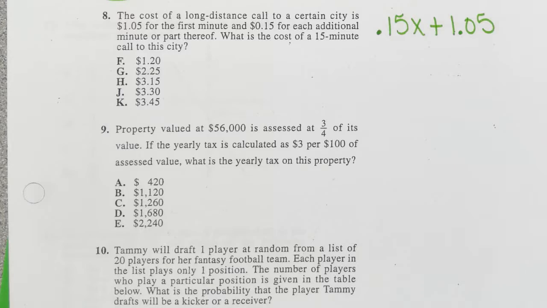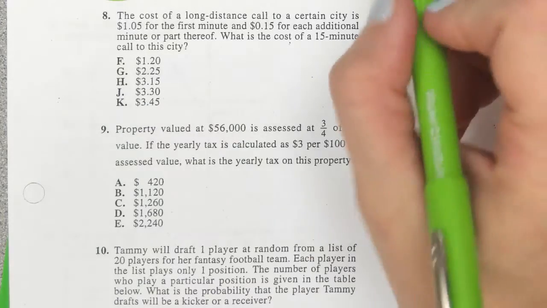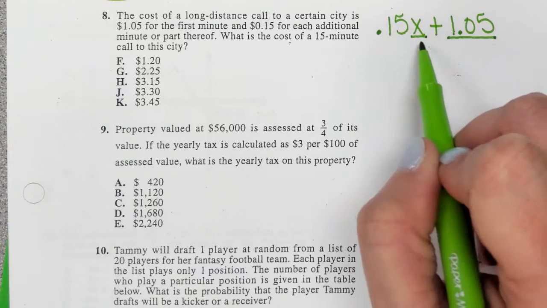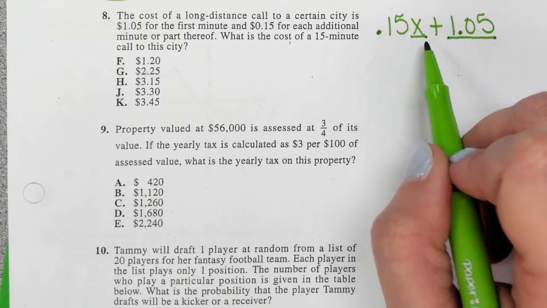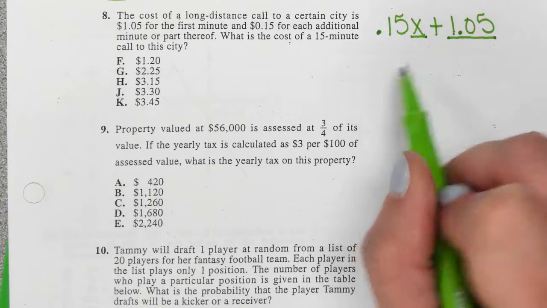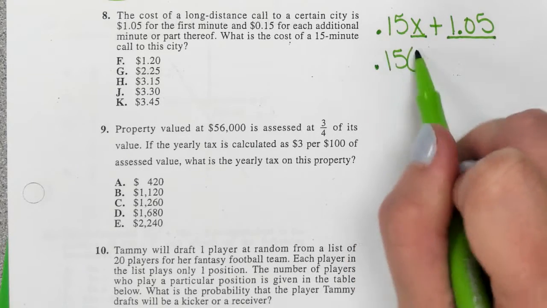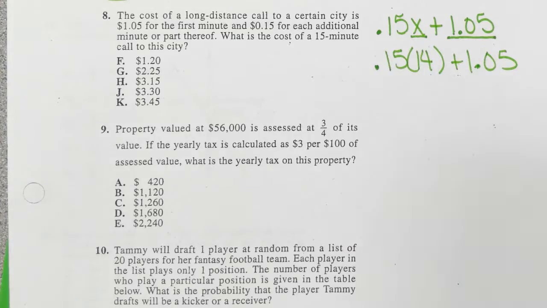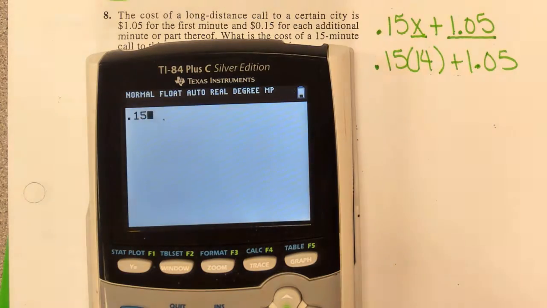And they want you to do a 15-minute call. So if this is the first minute, then what number am I going to plug in right here? 14, right? Because this is the first minute, and there's 14 minutes after that. There you go. And then you just use your calculator. And that's it. 0.15 times 14, and then plus 1.05.